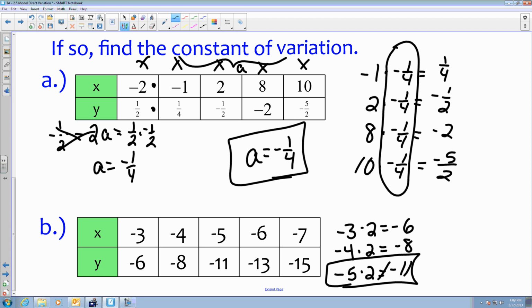So the attempt at saying that the constant of variation for this graph would be 2 would be incorrect. And since I'm having inconsistencies with the constant of variation, I can say that this is not a direct variation.